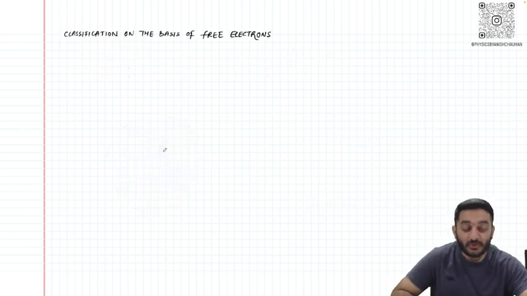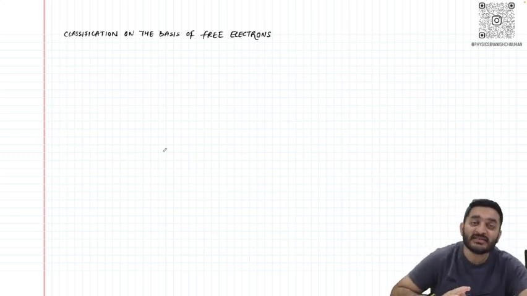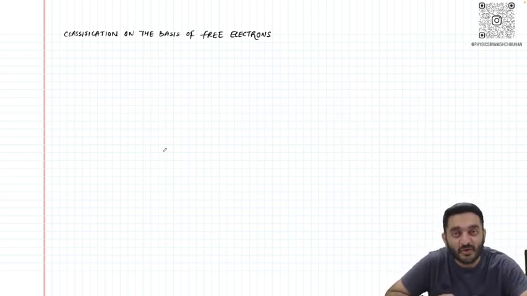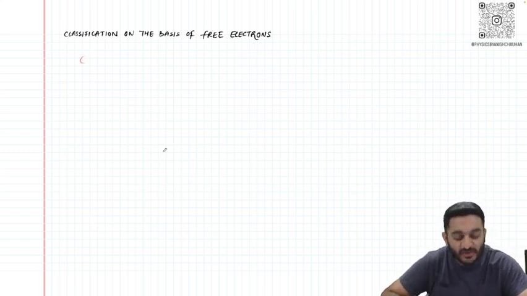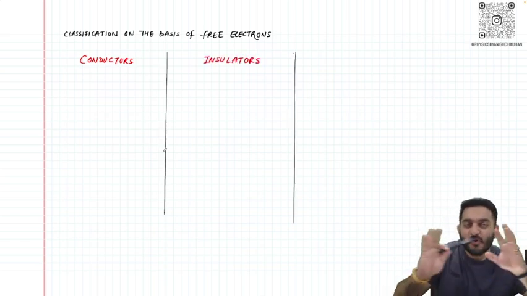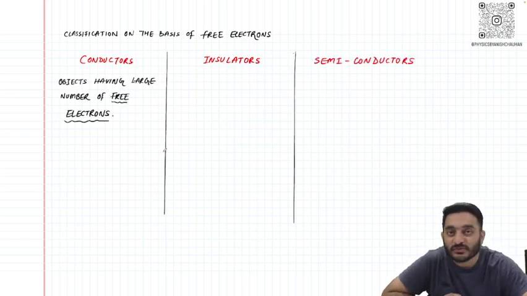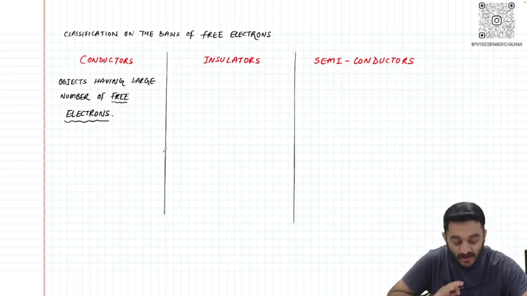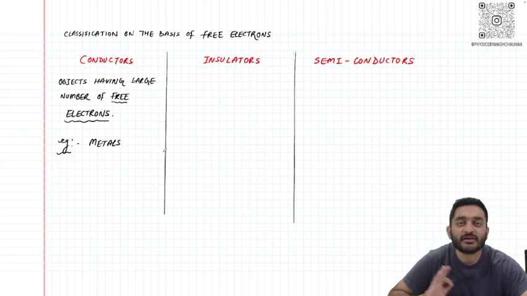Now let's look at the classification on the basis of free electrons, and how this free electron theory can be explained on the basis of metals, non-metals and semiconductors, or you can say conductors, insulators and semiconductors. Now we have got an idea about the free electron theory. When it comes to conductors, an object having a large number of free electrons, we call a good conductor. And that is the reason all the metals in the periodic table are good conductors.